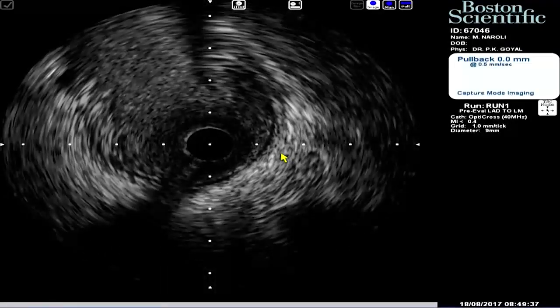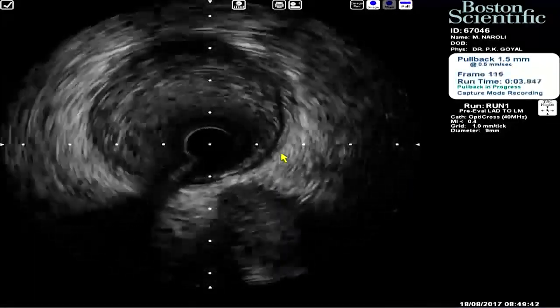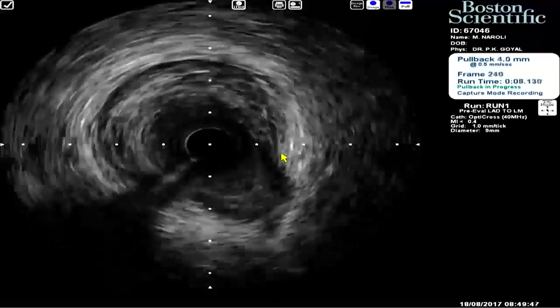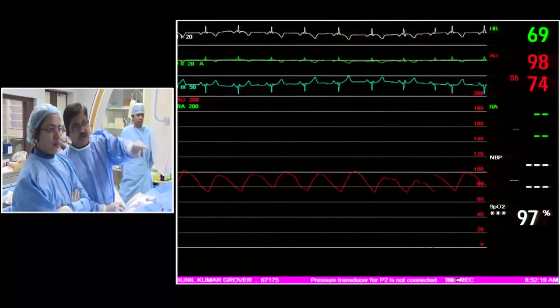I'll now pull that. That is in the proximal part of the LAD. That's a diagonal vessel coming up. Now you see the amount of disease in the LAD. Yes, a lot of disease, very severe. You see that? There's a big chunk of clot there.